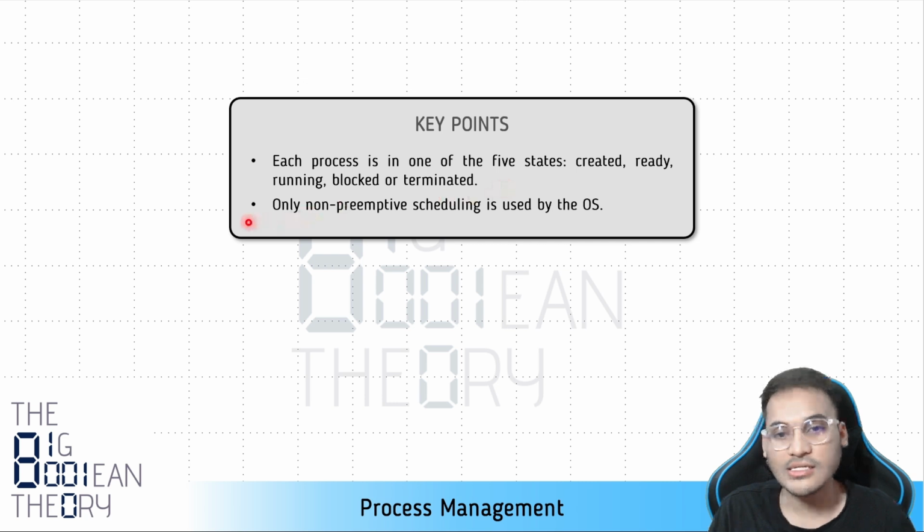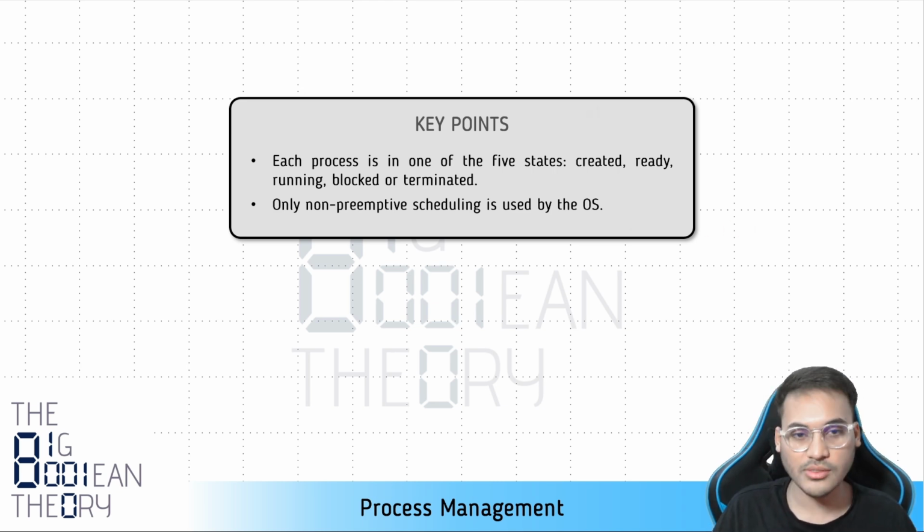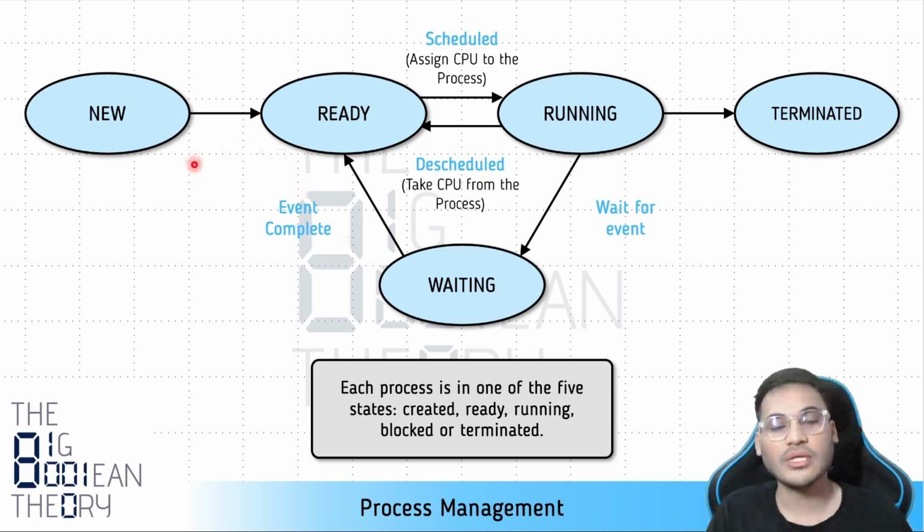Then the second condition is that only non-preemptive scheduling is used by the operating system. This will have to be incorporated into the diagram. So let's see how we can do this. Here is the diagram that we have already studied. I have taken the diagram from the process state diagram that we talked about when we studied the life cycle of a process. Let me quickly recall the different states that are there in this diagram, and then we will modify the states accordingly.